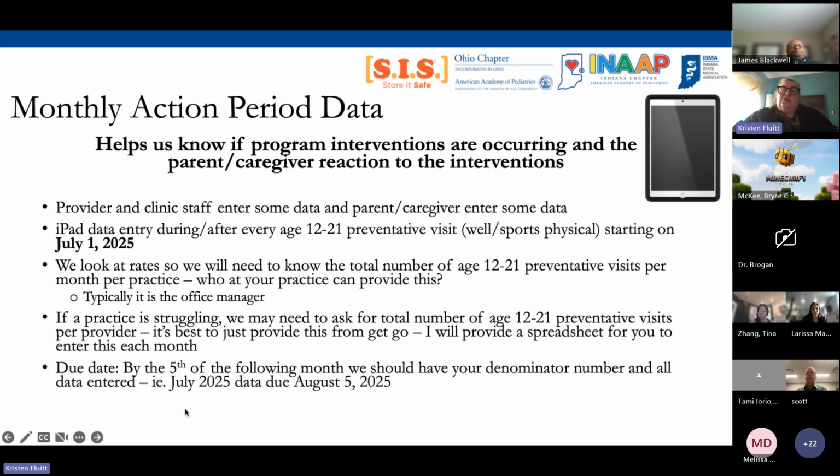So, to use July as an example, we're all going to start entering data in July. By the 5th of August, we expect all the July data to be done, and you've provided me the denominator, and then that way we can run all of the month's data.